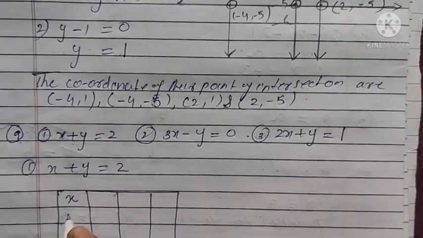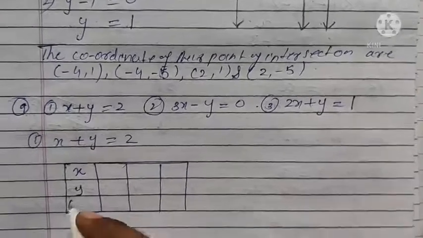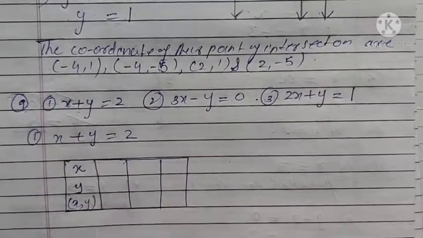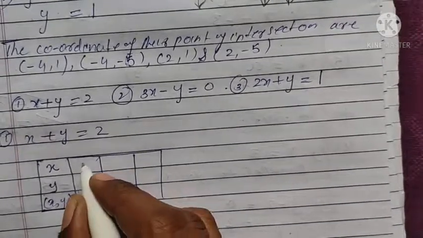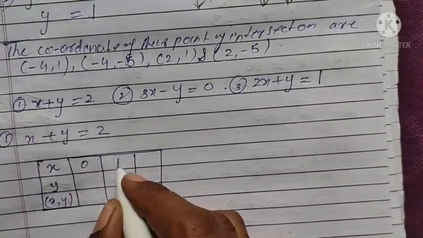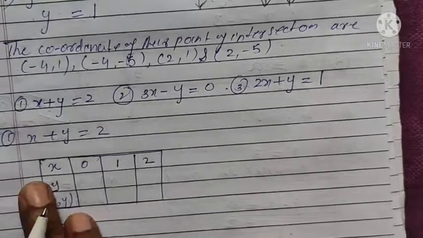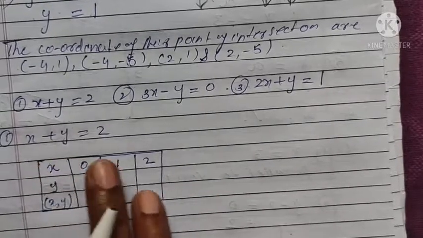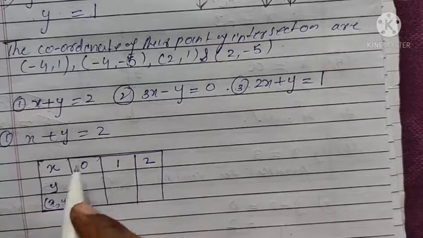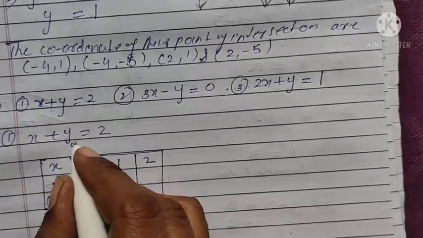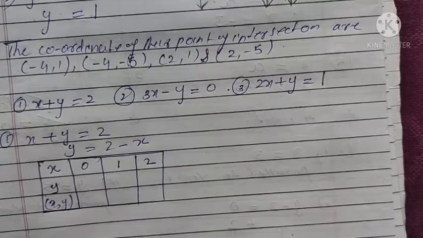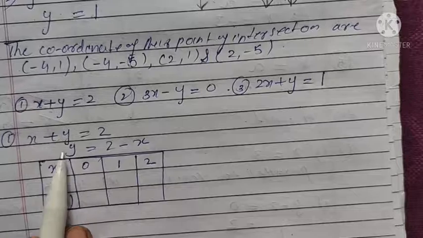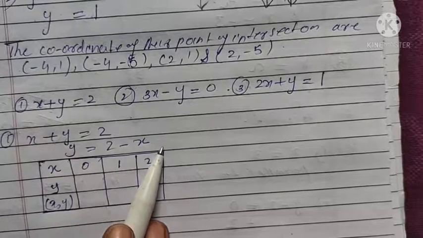This is x variable, this is y variable, this is xy coordinate. Here I am taking x values as 0, 1 and 2. By substituting the value of x, we can find the value of y. So we arrange the equation as y is equal to 2 minus x, because we take the x value on our own and we have to find the value of y. So y is nothing but 2 minus x.